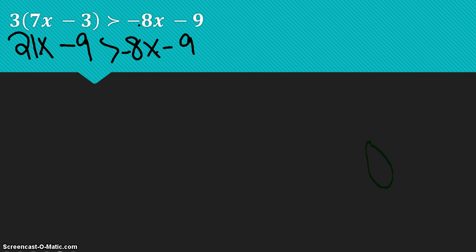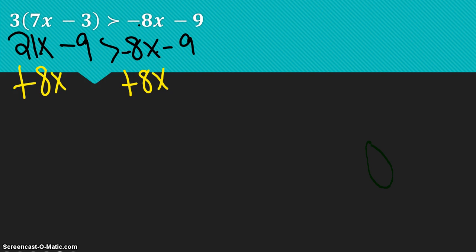So after doing this, you're going to want to add 8x on both sides to keep the problem the same. Also, when you're working with inequalities, you always want to try and keep the x on the left side of the sign. Because if you keep it on the right, you're going to have to do some flipping of the signs later. So it's just much easier to always keep your variable on the left side of the equation.